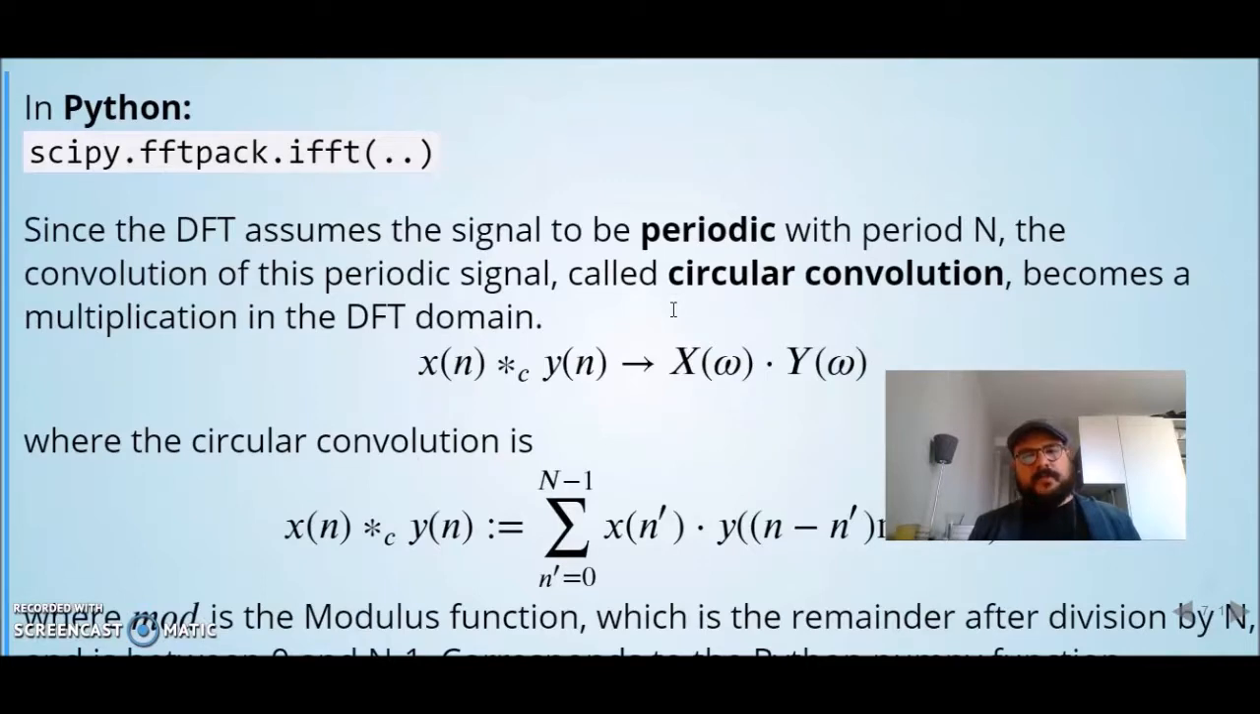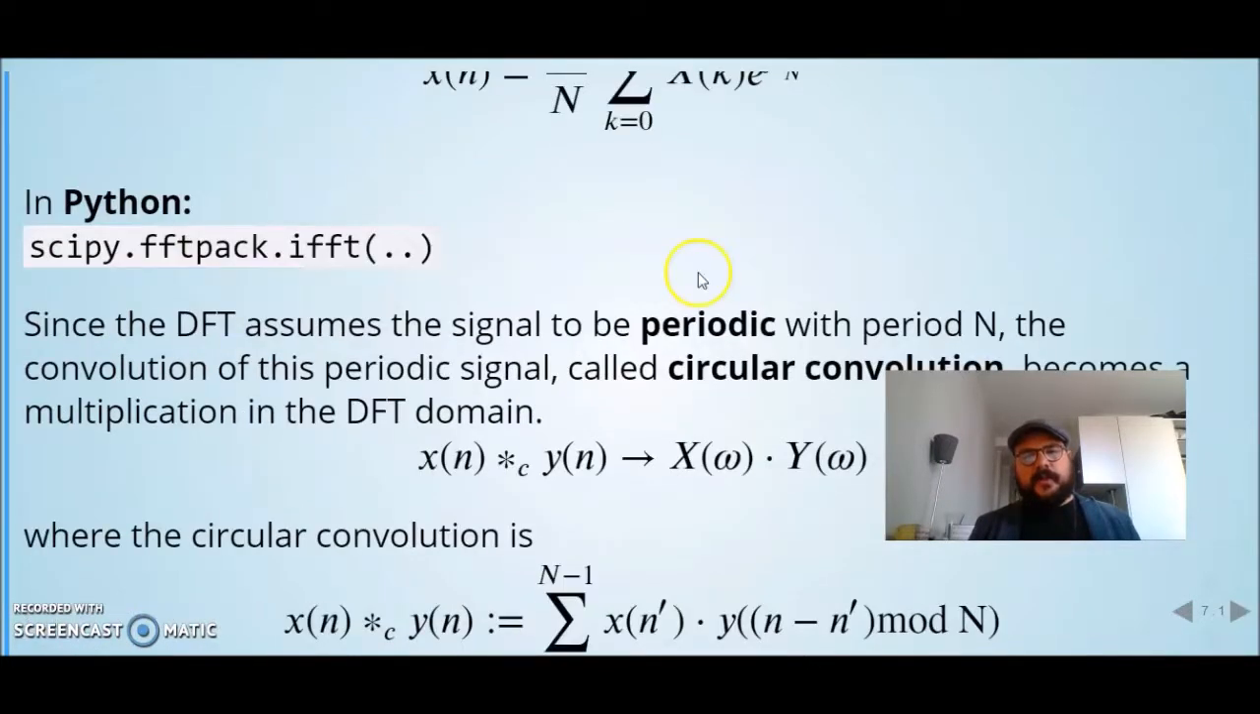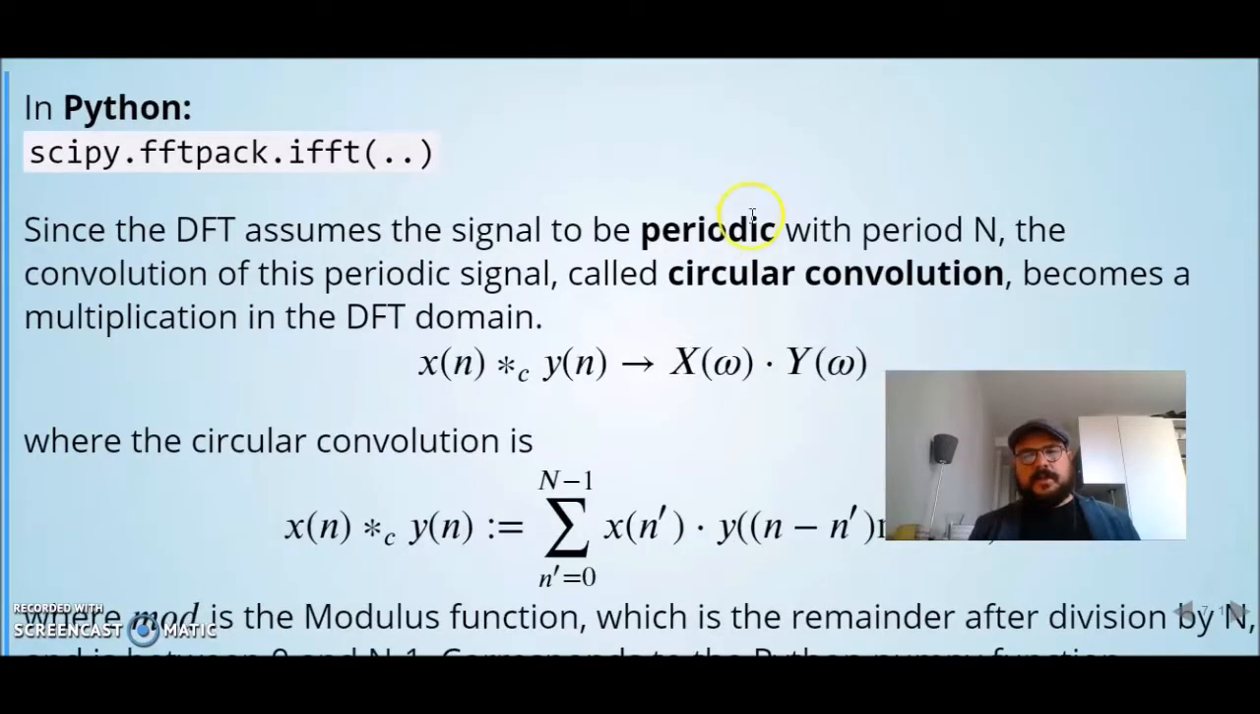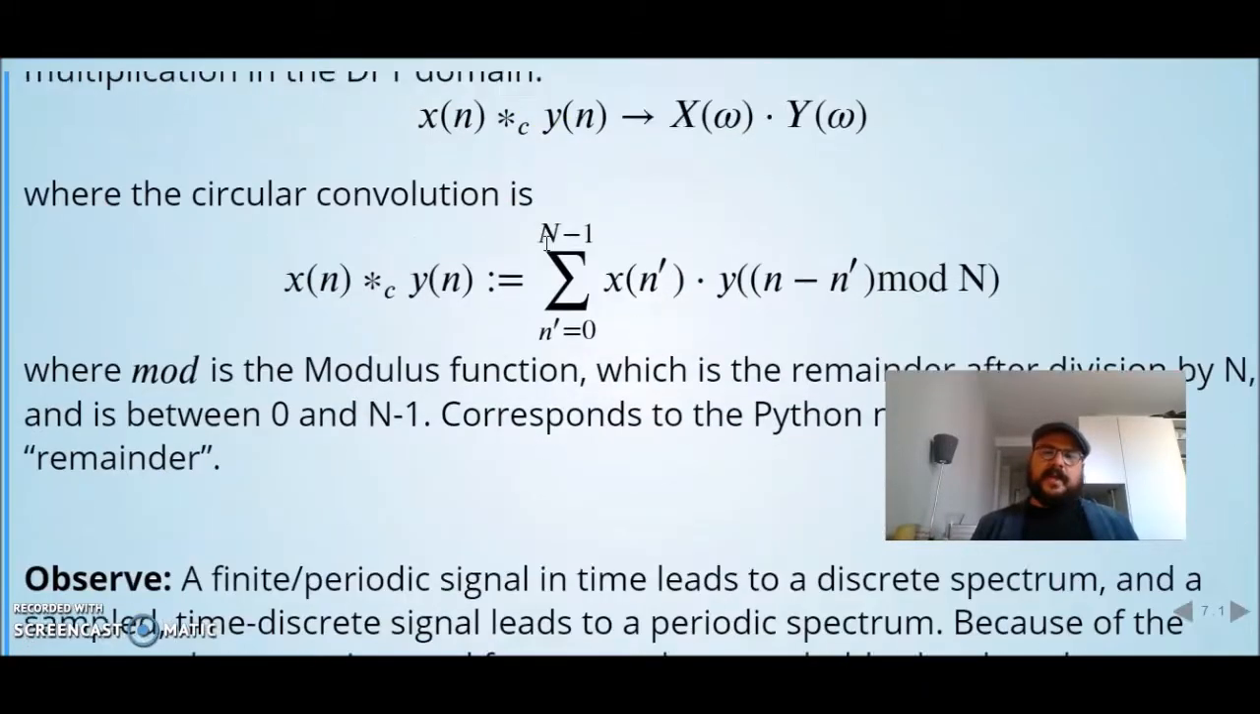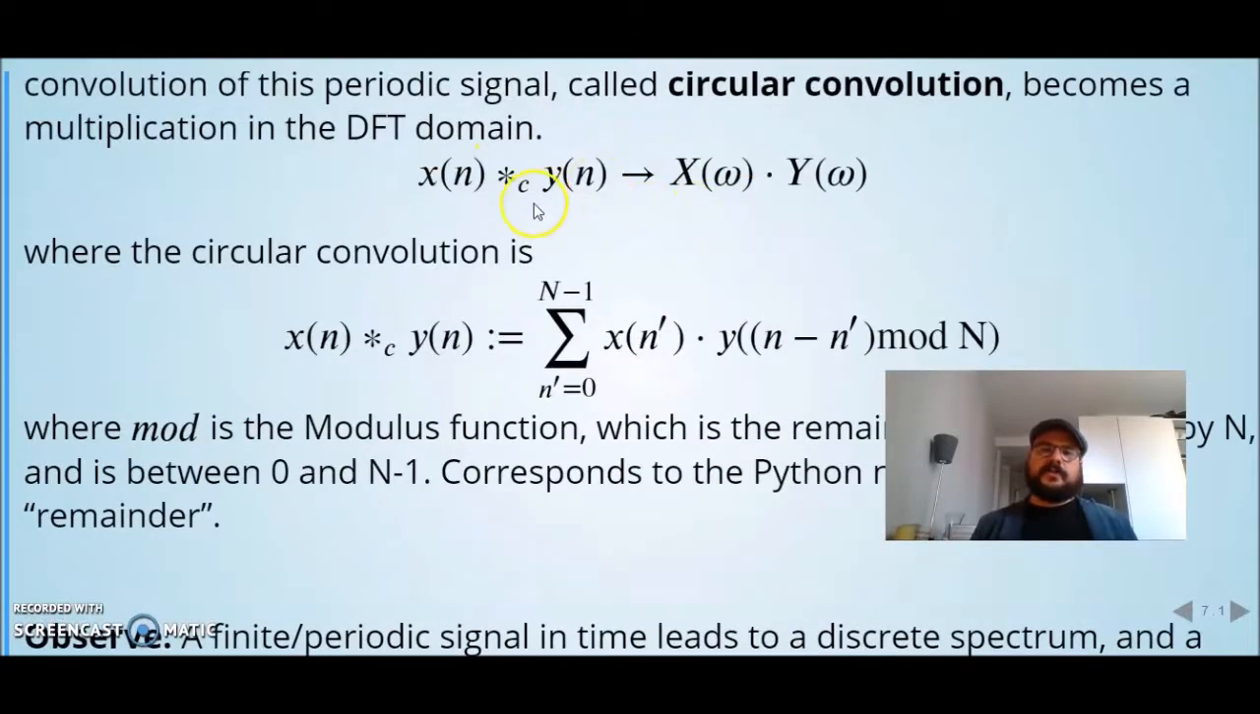And because we're dealing with a periodic signal in time, we have what is called the circular convolution, which is given by this equation here, where mod is the modulus, so it's the remainder of the division by n. It still applies that the circular convolution in time becomes a multiplication in the DFT domain.